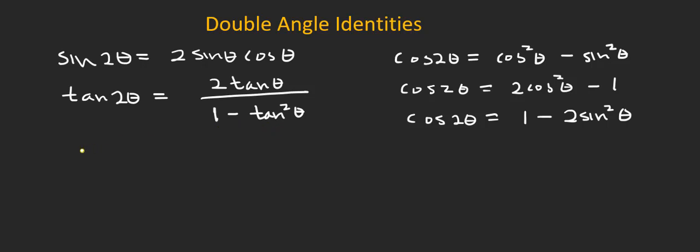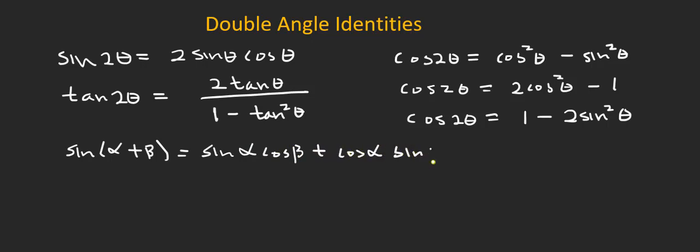Now let's take a look at where sine 2 theta came from. Do you remember from sum and difference identities? The sine of quantity alpha plus beta equals sine alpha cosine beta plus cosine alpha sine beta. Well, in this case, sine 2 theta is just sine of theta plus theta. Theta plus theta is 2 theta.